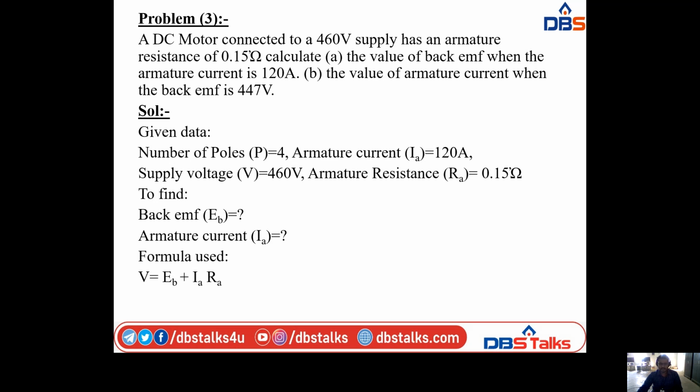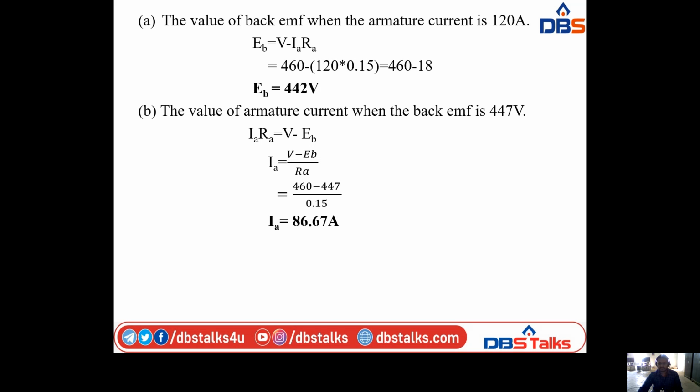Firstly, we determine the back EMF value when the armature current is 120 amperes. From the equation V is equal to EB plus IA RA, we write EB is equal to V minus IA RA. The supply voltage is 460, minus armature current 120 amperes into armature resistance 0.15. Totally we have 460 minus 18, in total 442 volts as the back EMF. This is the back EMF value when the armature current is 120, that is 442 volts.